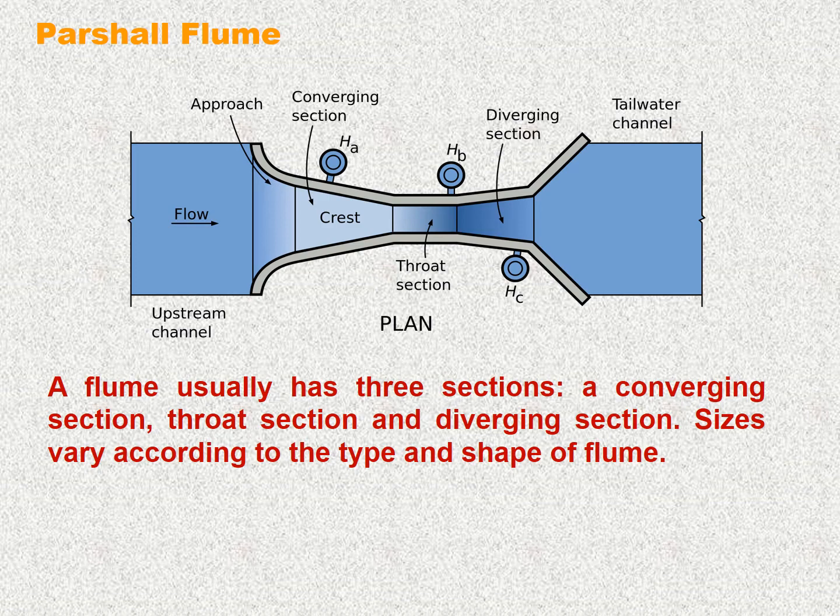Suppose this is the partial flume, which has 3 sections, same as in the case of the venturi meter: converging section, throat and diverging section. Converging section means the section in which the diameter is reducing. Throat means constant diameter but the lowest size, and diverging section means the diameter is increasing. Here HA, HB and HC are the points at which we have to measure the height of the water surface elevations.